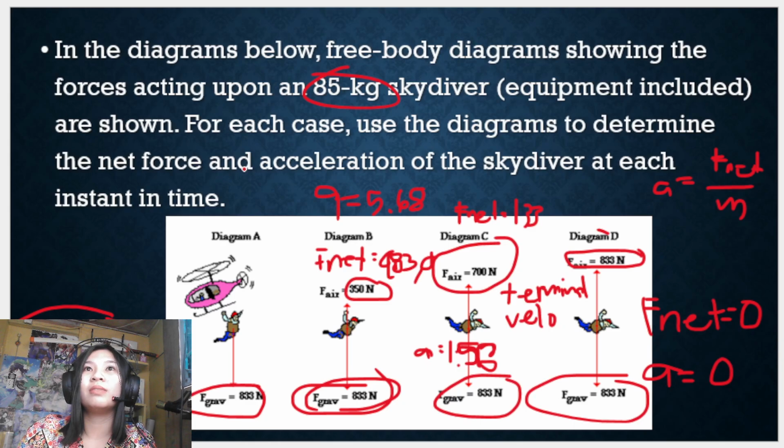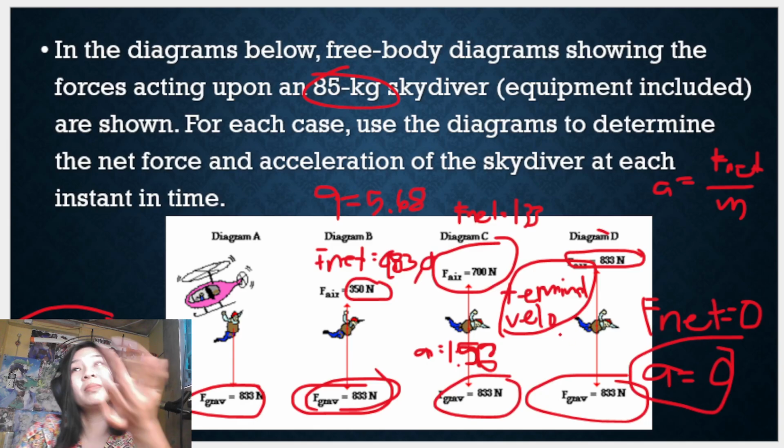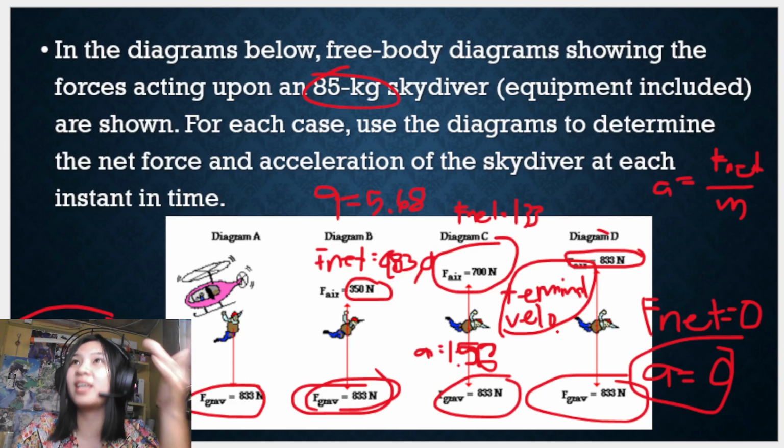Okay? So it means in every moment in time, your acceleration becomes smaller until it becomes 0. Remember, it is not velocity that becomes 0, it is acceleration that becomes 0. The terminal velocity is the last velocity, but it means you still have velocity, it is not 0. Okay? You have velocity.